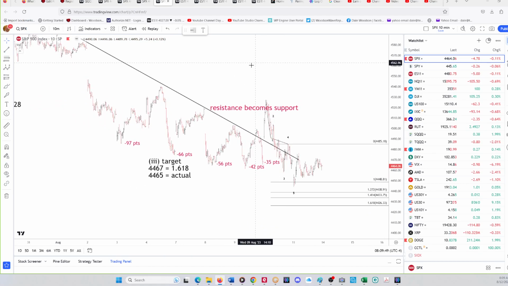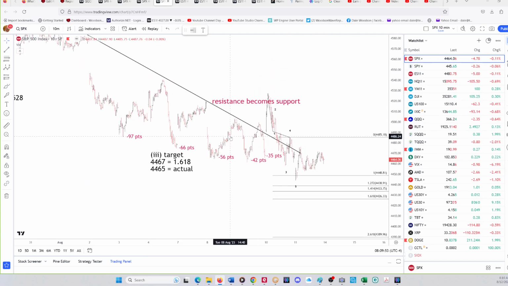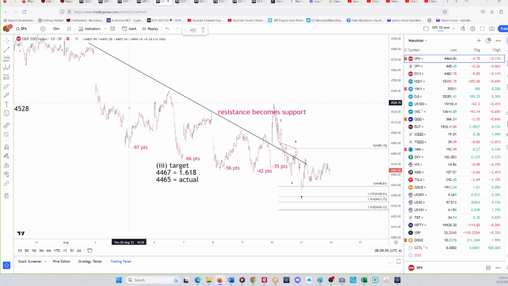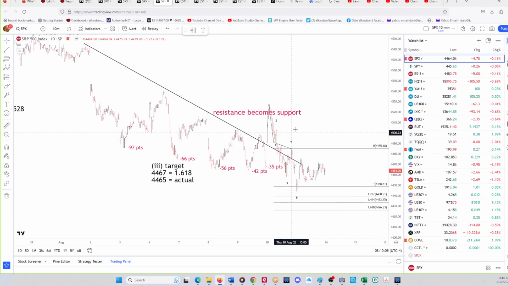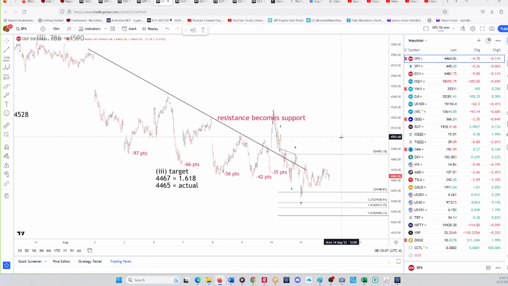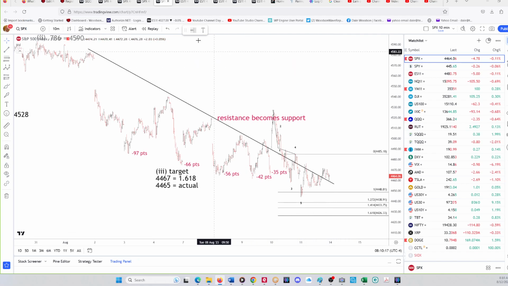You can see this trend line here from that wave 2 high keeps bumping up against it. It went up against it from the top there. It went down 97, then 66, then 56, then 42, then 35. It broke above it, and now it's back below it again. So resistance becomes support. It's just above that line now, but it should break back below it. We'll see what happens with that.